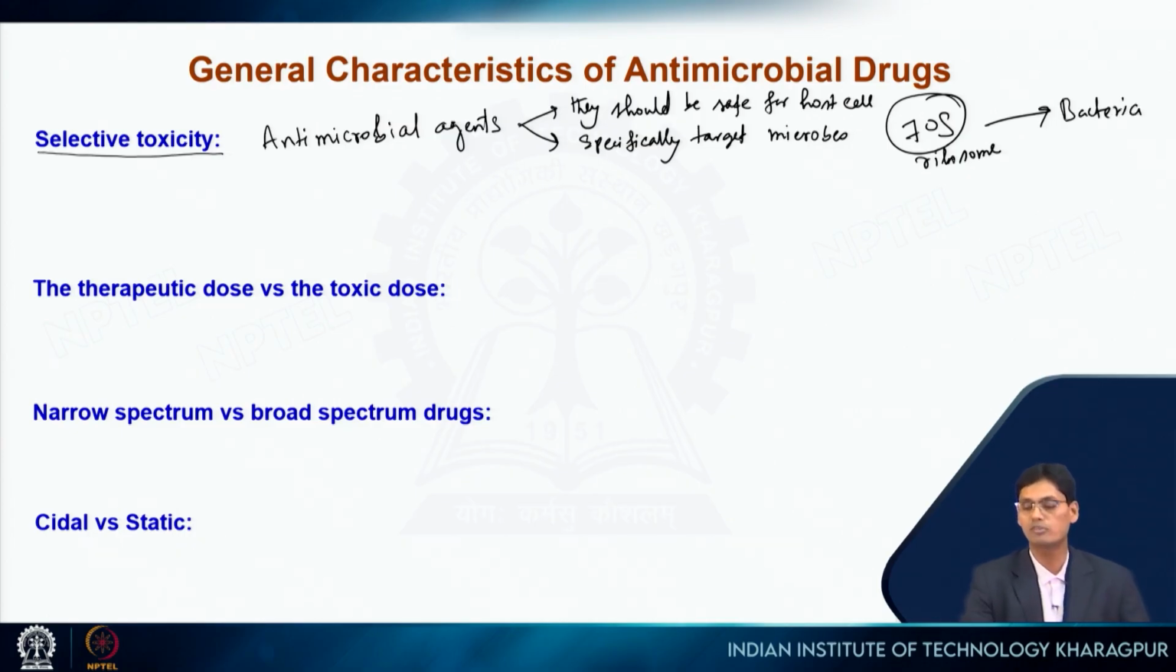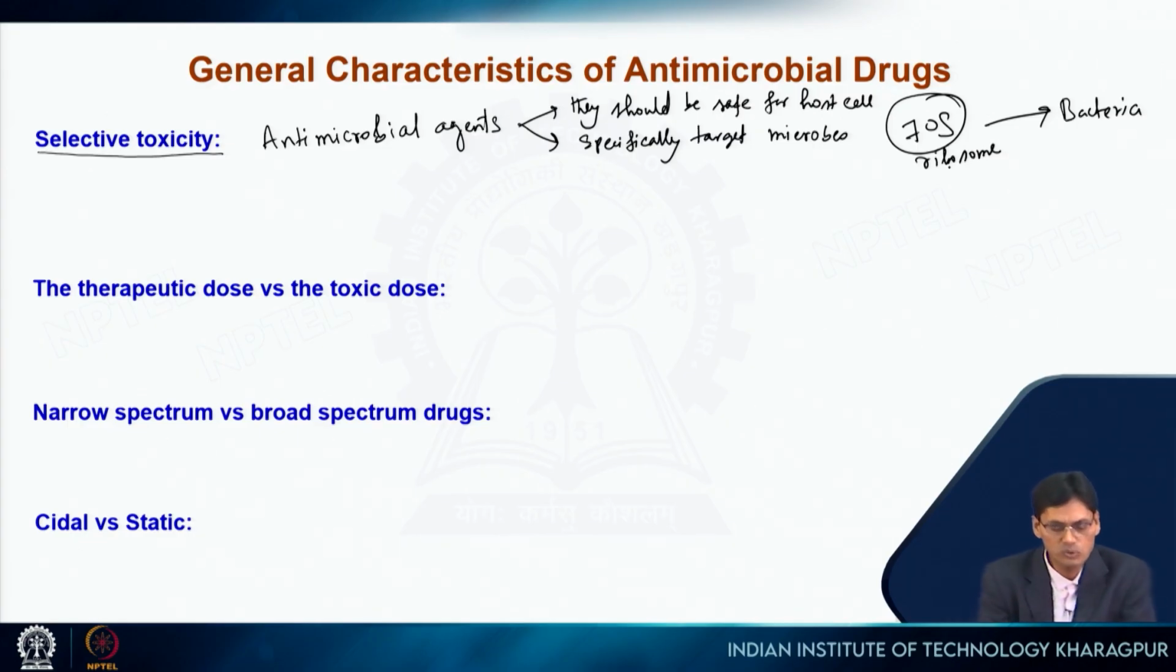The 70S ribosome is made up of the 30S and the 50S subunit, like small and large subunit. But in case of the eukaryotic ribosome, we have the 80S ribosome in our cell. It's a little bit different. So if we can target specifically either the 30S or 50S subunit, that would be very beneficial, and we can use that kind of agent for controlling bacteria.